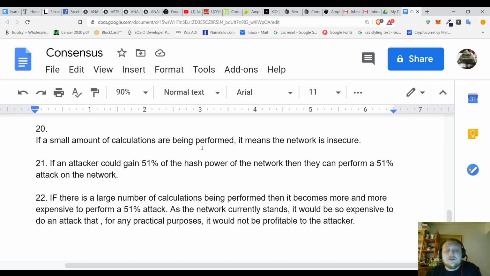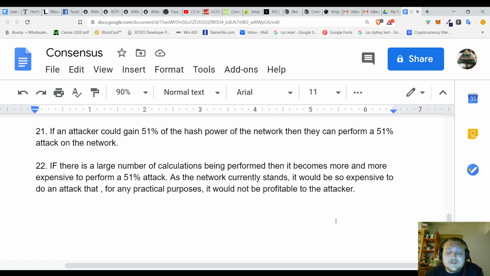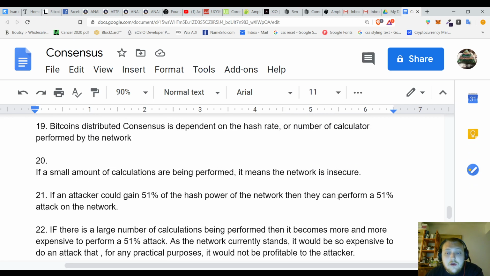So if there is a large number of calculations being performed, then it becomes more and more expensive to perform a 51% attack. As the Bitcoin network currently stands, it would be so expensive to do an attack that for any practical purpose it would not be profitable to the attacker. And also, more than likely not possible for a single individual or even organization to do such a thing. It would require so much processing power and so much money and so much energy, and it'd just be pretty much impossible. But I hope you kind of got a basic understanding of what consensus is and how Bitcoin uses distributed consensus.